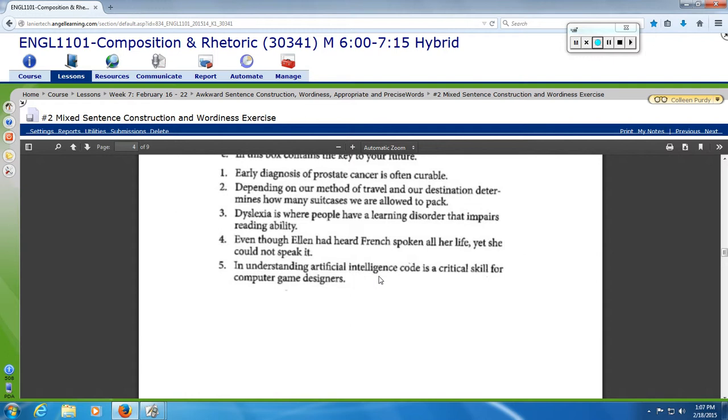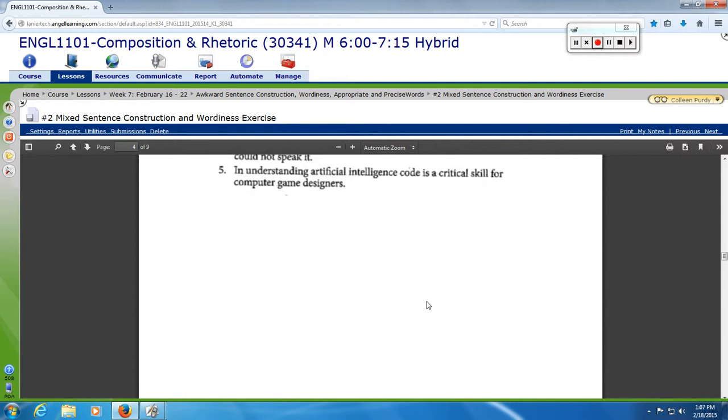In understanding artificial intelligence, code is a critical skill for computer game designers. I don't really know what the problem with this is, but I would say: understanding artificial intelligence code is a critical skill for computer game designers.